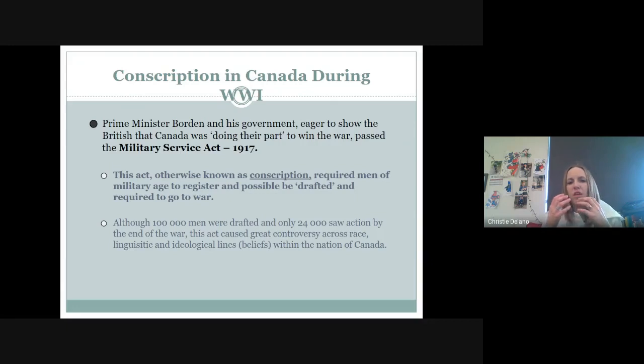But the implementation and the passing of this Military Service Act, right, through the War Measures Act, that's what enabled it to do this, because this would never really happen in a democratic country otherwise. This causes great controversy across Canada for various reasons. And those are some of the reasons that we're going to talk about here.